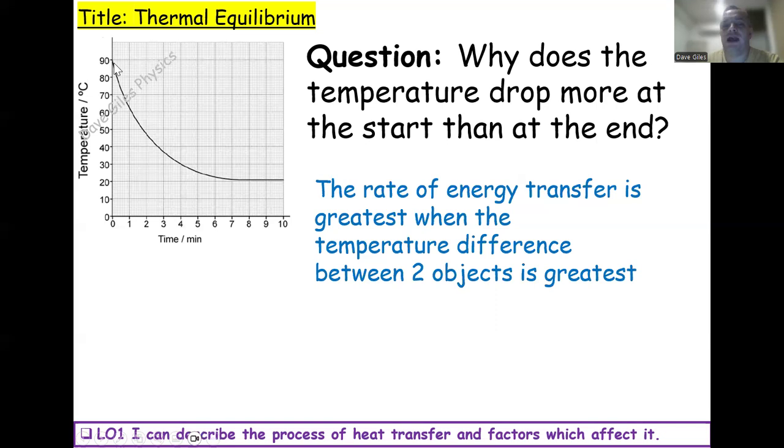So the rate of energy transfer is going to be quite quick. However, if we look here at the 5-minute mark, the temperature is now about 25 degrees. The room temperature is 21 degrees. The difference in temperature is only 4 degrees, so the rate of energy transfer is going to be a lot slower. And then you can see when it's reached thermal equilibrium, because this graph goes straight, there's no more energy transfer taking place.